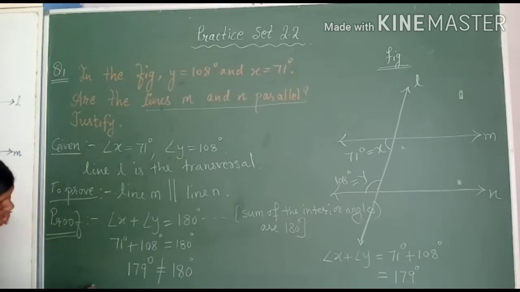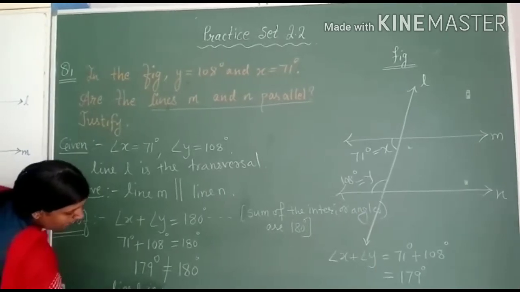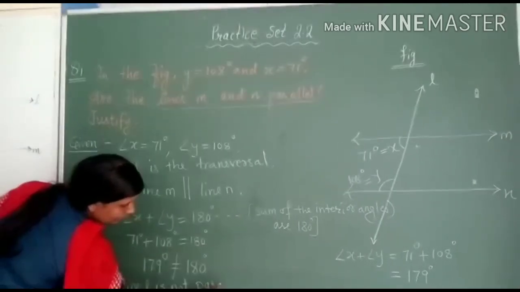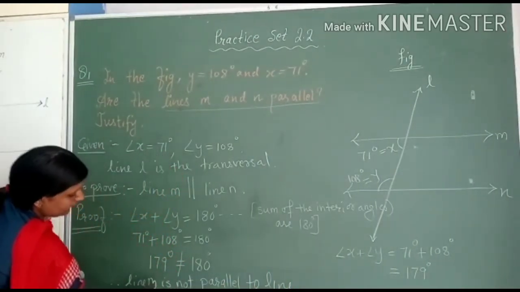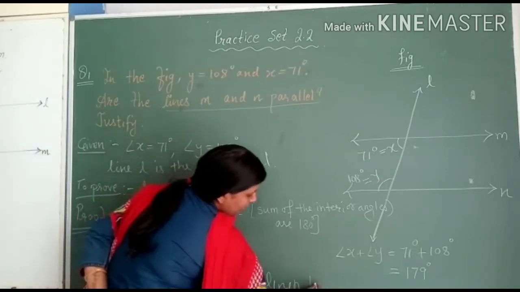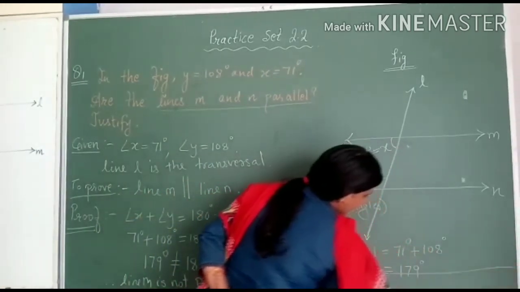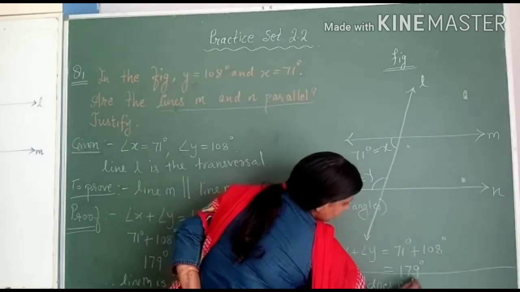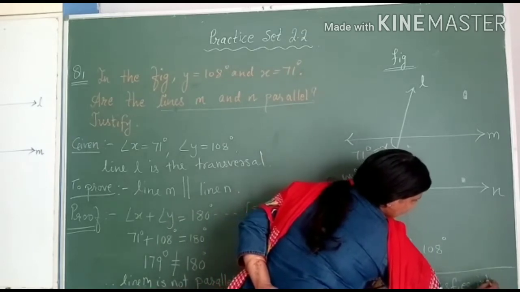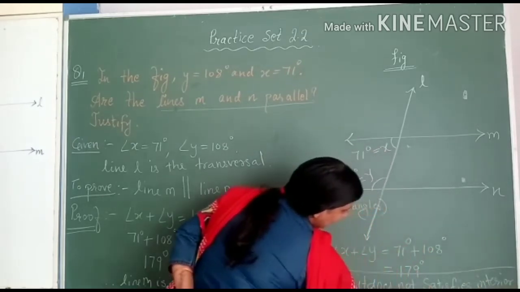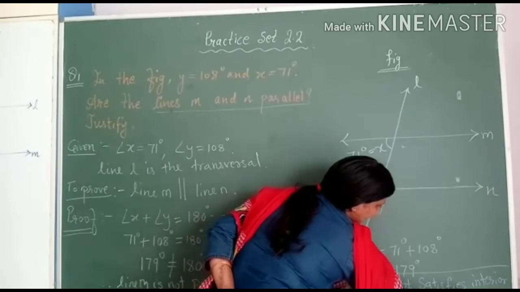So we come to the conclusion: therefore line M is not parallel to line N, because it does not satisfy the interior angle test for parallel lines.